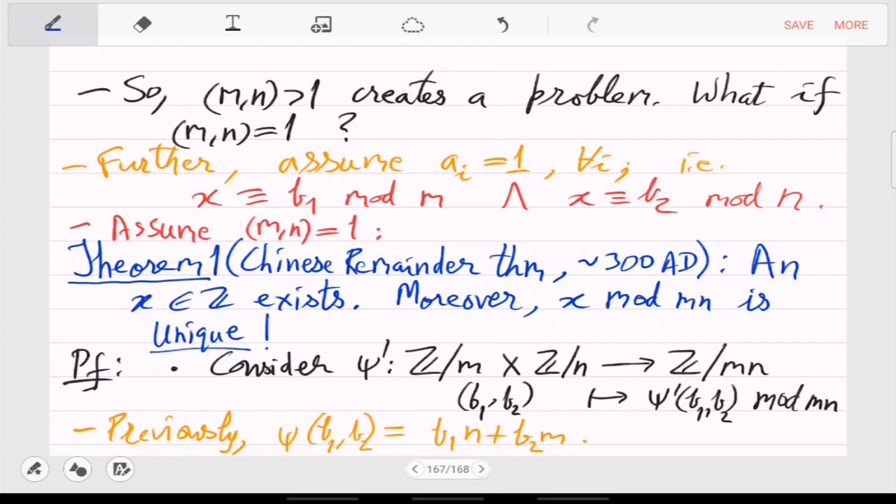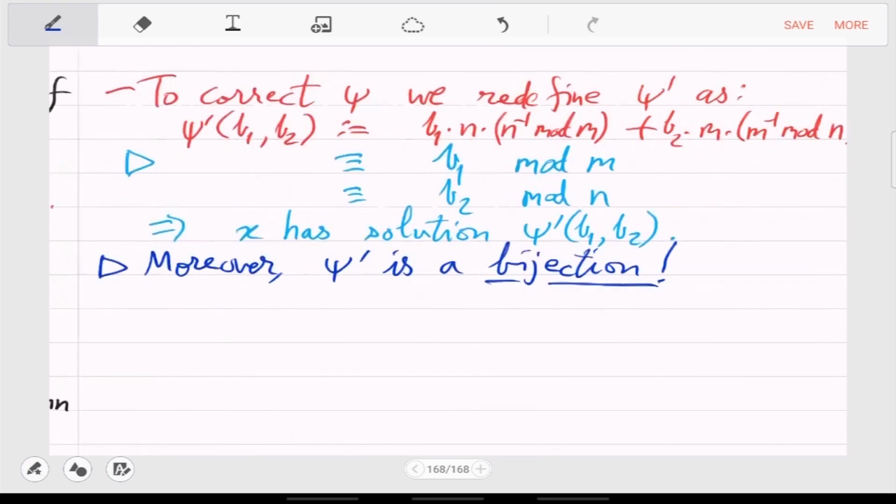Okay. And this means that for any B1, B2, we will have this X, and it's surjective also. So for every X, you will have this B1, B2, which is actually the easy part. So all that remains is to show that it's unique.